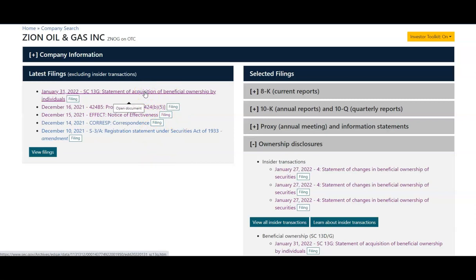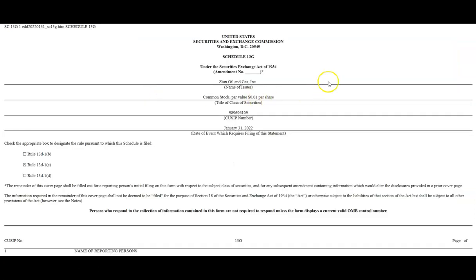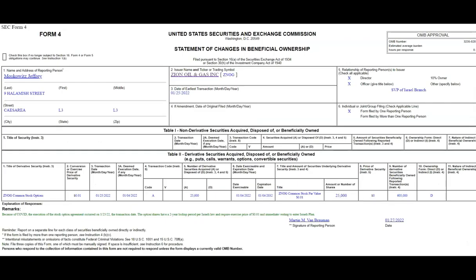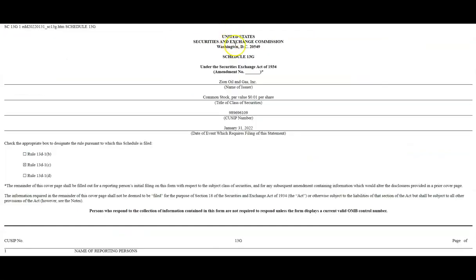But this is one of the latest filings from the 31st. As you see, these here that I just showed you on the screen were from the 27th of January 2022, so they're pretty recent. Let me just double check. Yep, this is from 2022. So this one here, like I said, I'm not understanding exactly what this is. I need to do some more research on it.